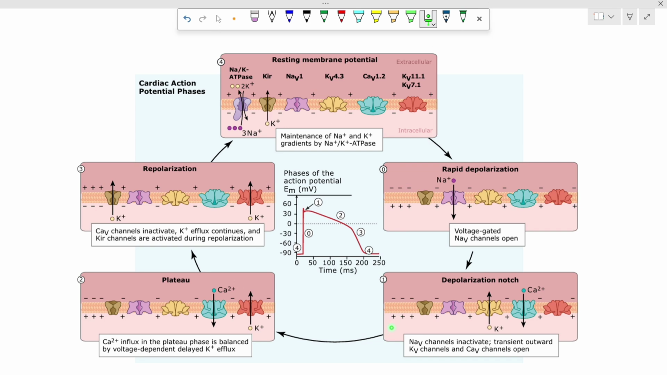But in the case of cardiac myocytes, here is the difference, because suddenly there is a rapid or you can say early depolarization, that is called the depolarization notch. Here it breaks. The depolarization does not continue up to this mark. It actually stops here. As you can see, it stops here. That's why it's called the depolarization notch or early depolarization.